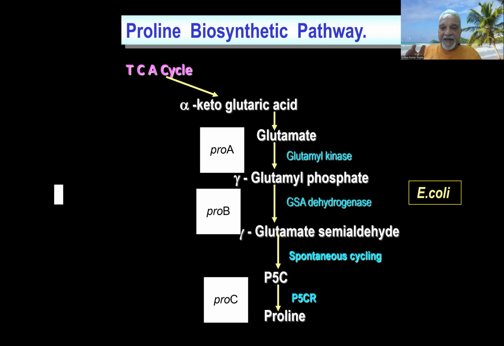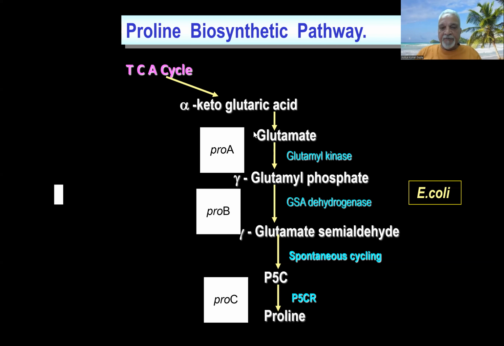So when a cell is pro plus, it means all the genes, proA, proB, and proC, are perfect. They are functioning. They are making a functional protein, which is doing its job and making the bacterial cell a pro plus cell. Now, imagine if there is a mutation in one gene or two genes or all the three genes.